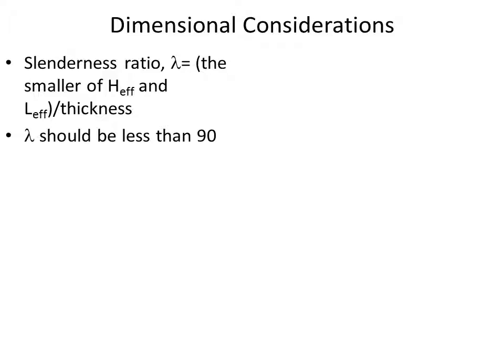The slenderness ratio is a very important thing, because there is a maximum allowable slenderness, which is 90. This slenderness ratio is simply the smaller of H effective and L effective divided by the thickness of the wall. The very important thing here is that we are not designing the wall to be a thin walled structure, which is a very slender wall. We are not designing it to be a very slender structure.